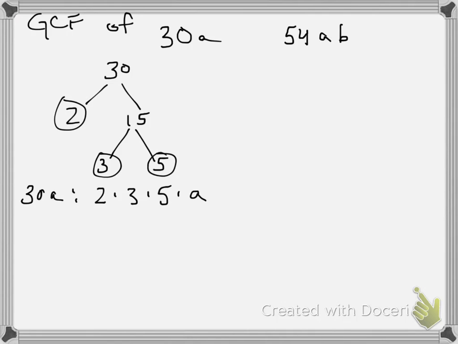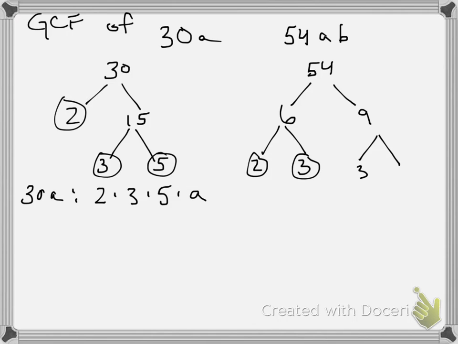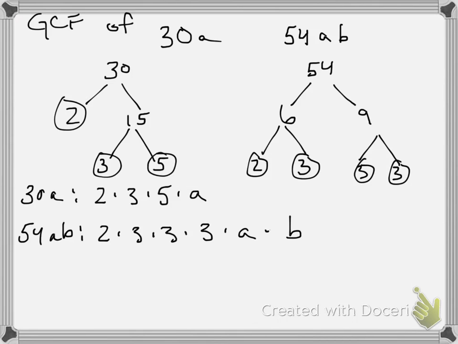Now for 54, let's see. I could break 54 down into 6 and 9. And then I could break that 6 down into 2 and 3, both prime, and I could break the 9 down into 3 and 3, both prime. So for 54ab, I would have 2 times 3 times 3 times 3, and now my variables, times a times b.